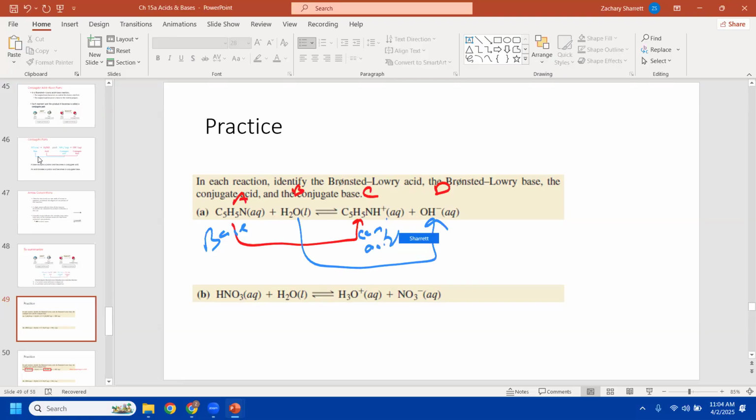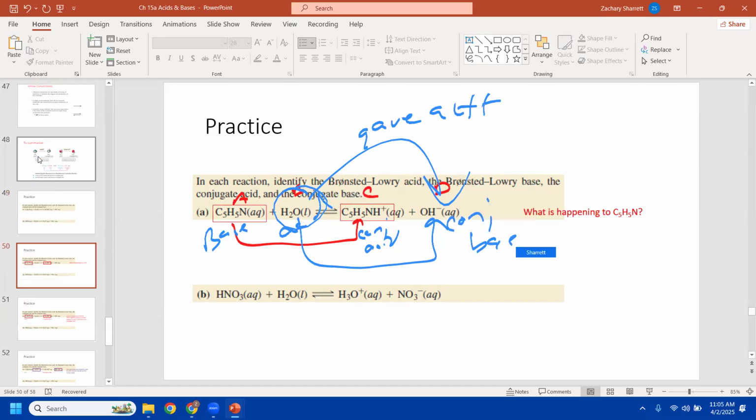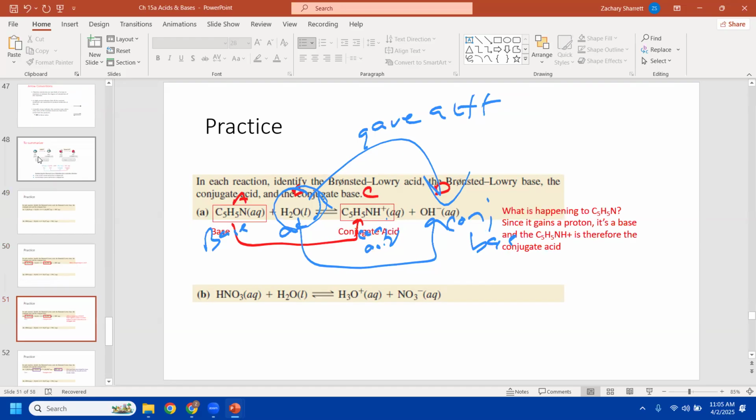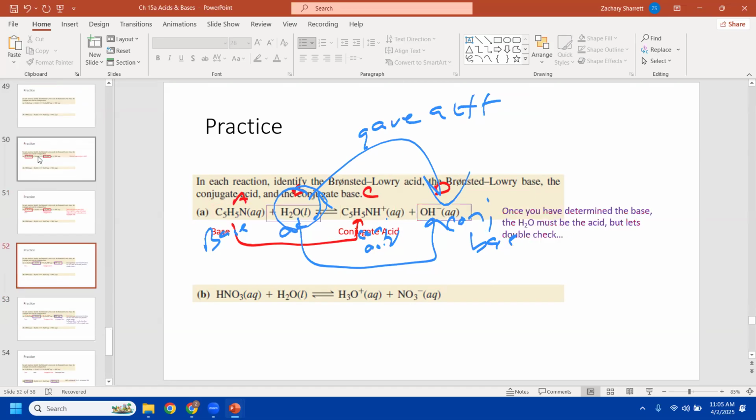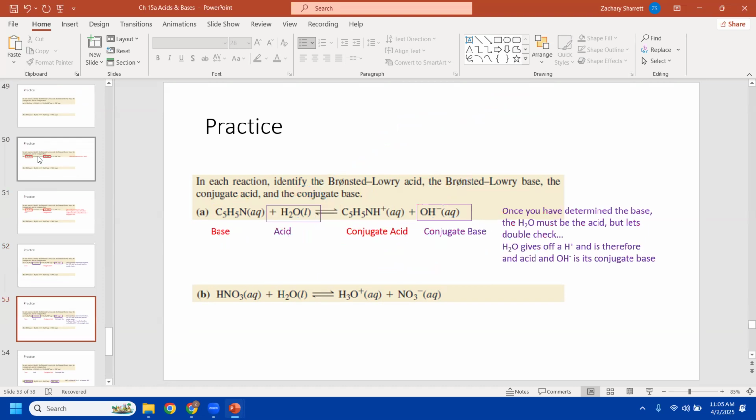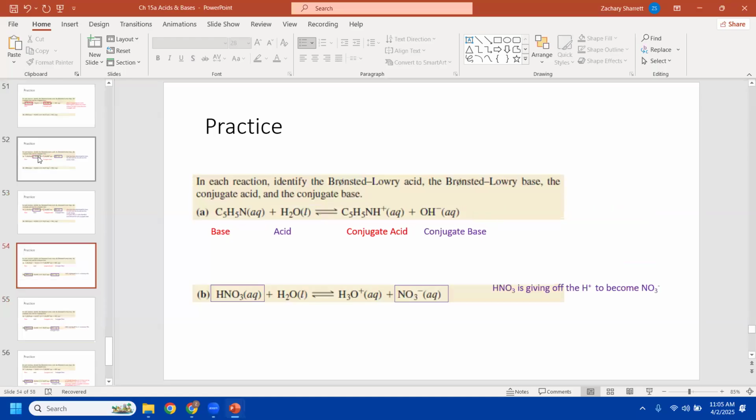Sorry, the colors are wrong. And then we look at water and it becomes OH minus. It gave a proton. So that means that this is the acid and this is the conjugate base. So we're looking at what happens to that thing. It gains the proton. The water becomes OH minus and it loses a proton. Therefore, it's an acid and the OH minus is the conjugate base.